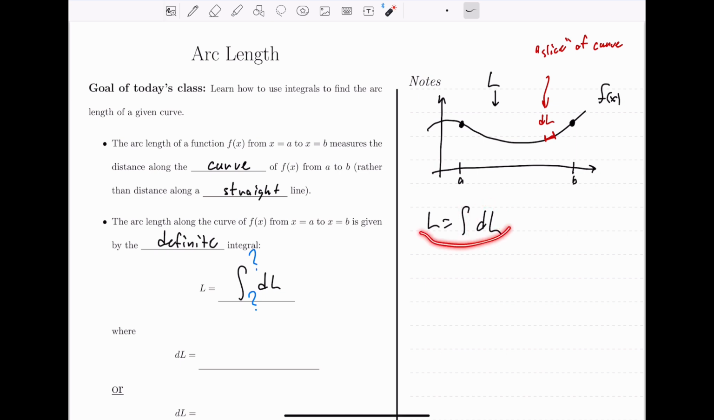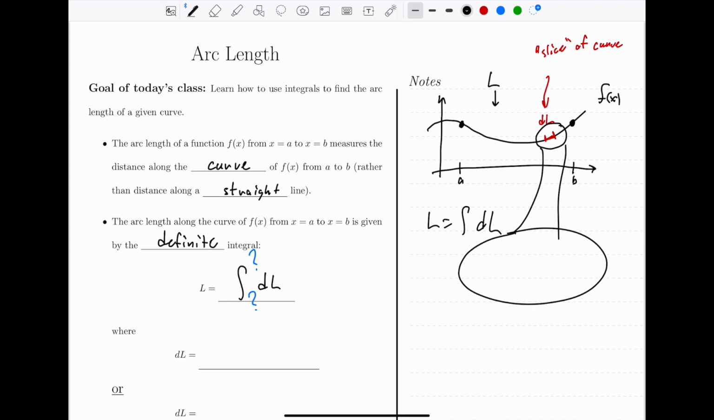Now, this expression is not very workable. There's not really anything we can do with this. What we want is an expression for dl in terms of x or in terms of y. So let's talk about how to get that. Imagine zooming in on this portion of the curve. Let's think of expanding that out and think of what we get there. So we're taking this portion of the curve, we're zooming in, it looks maybe something like this. And our slice now is right here.